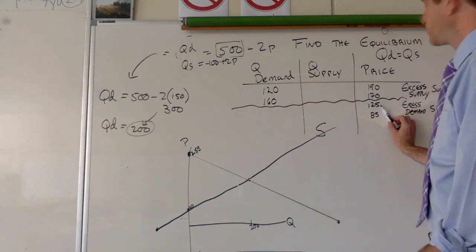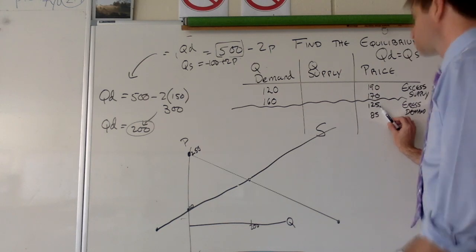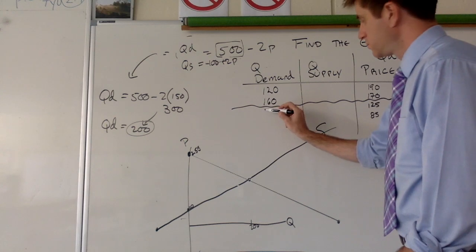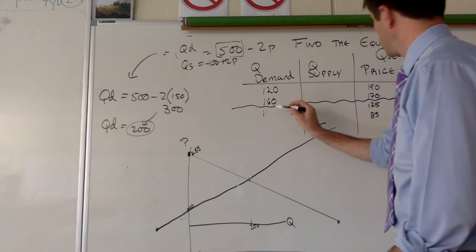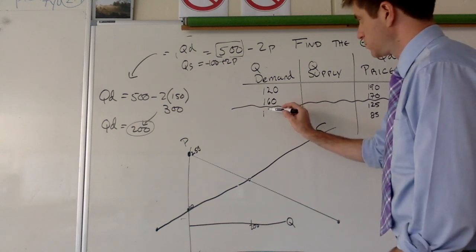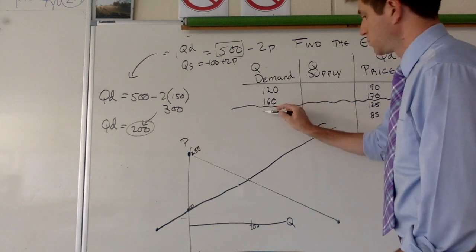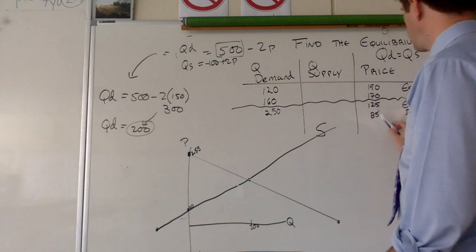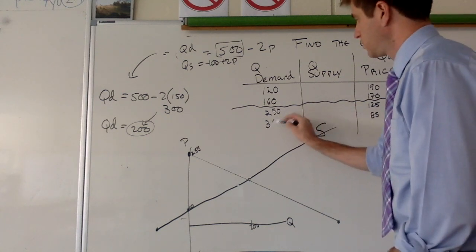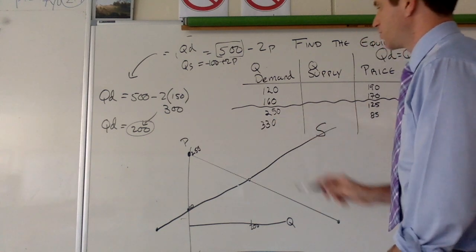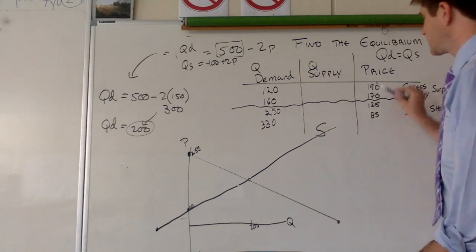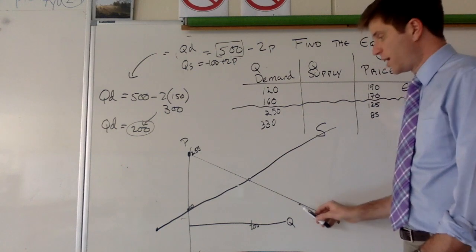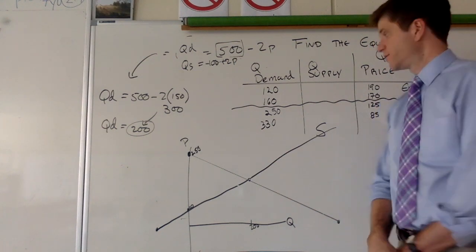So 2 times 125, 250, 500 minus 250. And 85 should come out to be 330. All right, this makes sense. That as the price decreases, demand increases. That's exactly what we hope our demand curve should say.